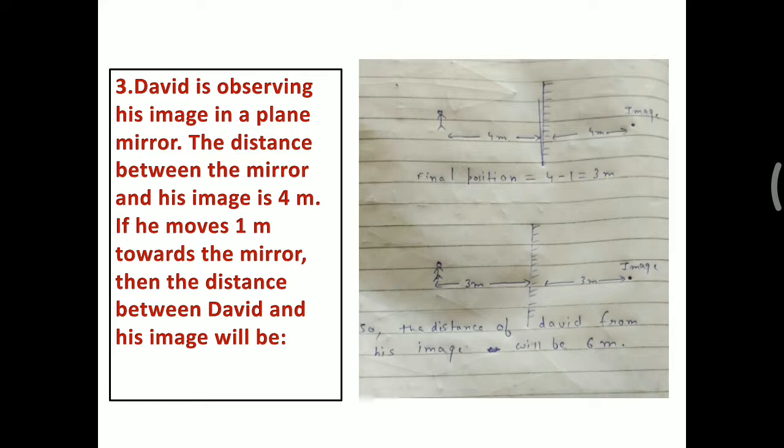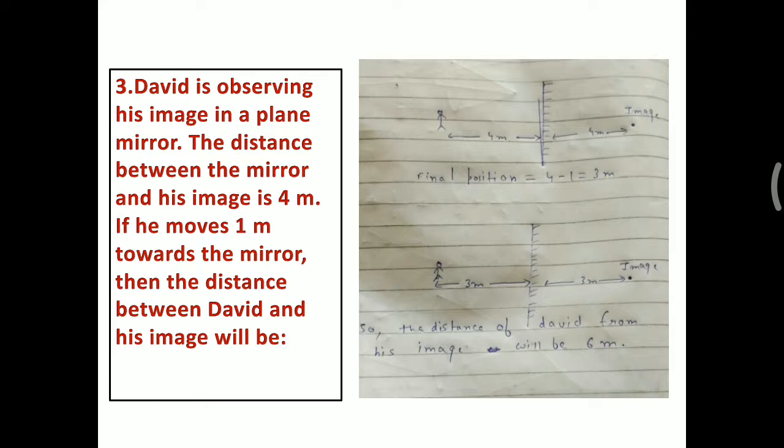Here I have drawn the plane mirror and David is the object. From the plane mirror to the object distance is 4 meter. So the image is also formed behind the mirror, also 4 meter. But if he moves 1 meter towards the mirror, the distance between the mirror and the boy is 3 meter now. So the image is also formed 3 meter behind the mirror.